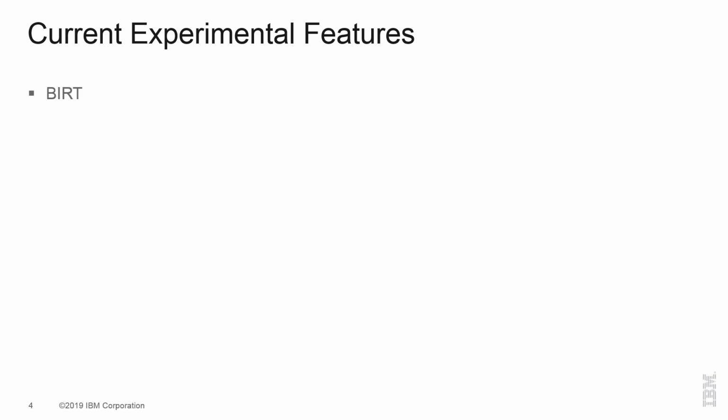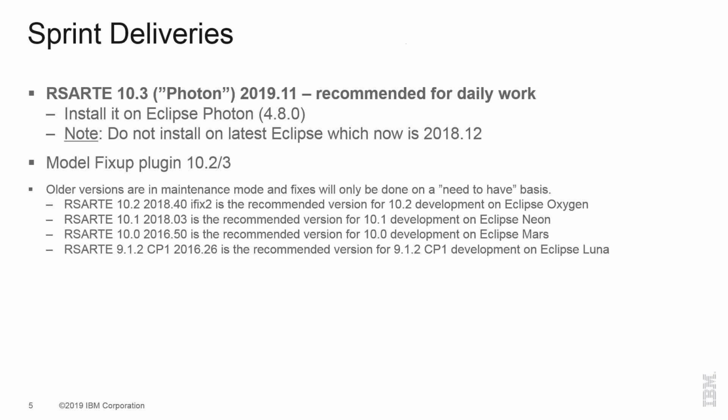So we still have BERT as an experimental feature in this sprint delivery. And so we mainly deliver RSA RT 10.3, which we recommend for your daily work. And take note that it should be installed on top of Eclipse Photon 4.8.0. So do not install it on the latest Eclipse, which is now version 12.